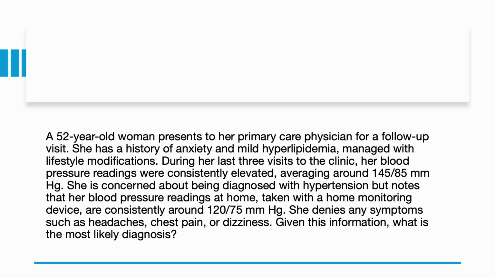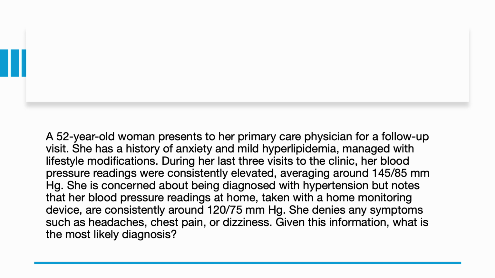Here's a case: a 52-year-old female presents to her primary care physician's office for a follow-up. She has a history of anxiety and mild hyperlipidemia managed with lifestyle modifications. During her last 3 visits to the clinic, her blood pressure readings were consistently elevated, averaging around 145/85. She is concerned about being diagnosed with hypertension, but notes that her blood pressure readings at home, taken with a home monitoring device, are consistently around 120/75. She denies any symptoms such as headaches, chest pain, or dizziness. Given this information, what is the most likely diagnosis?